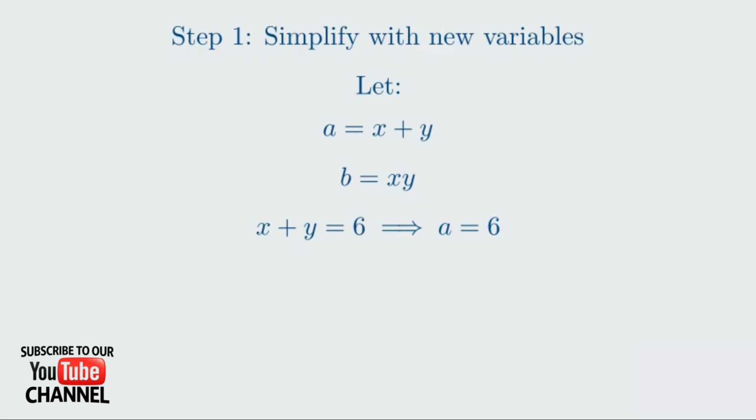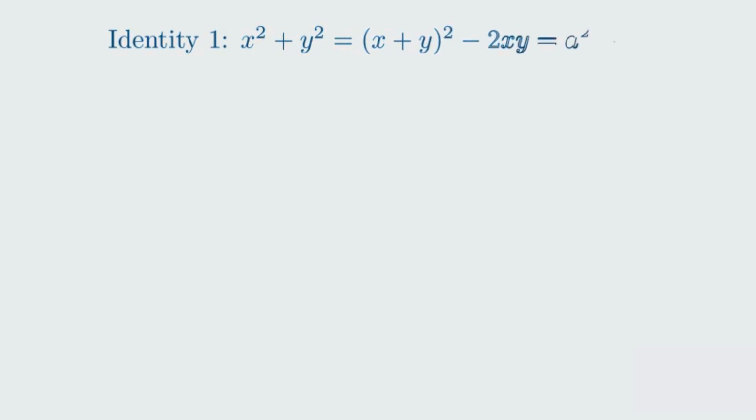To do that, we need to express the first equation, x to the fifth plus y to the fifth equals 3,126, in terms of a and b. This might seem complicated, but there's a powerful algebraic identity we can use. The identity we need connects powers of sums. Let's start with a simpler one we might already know. The expression x squared plus y squared can be written as the quantity x plus y squared minus 2xy. In our new variables, that's a squared minus 2b. We can derive this by expanding x plus y squared. It's a fundamental identity.